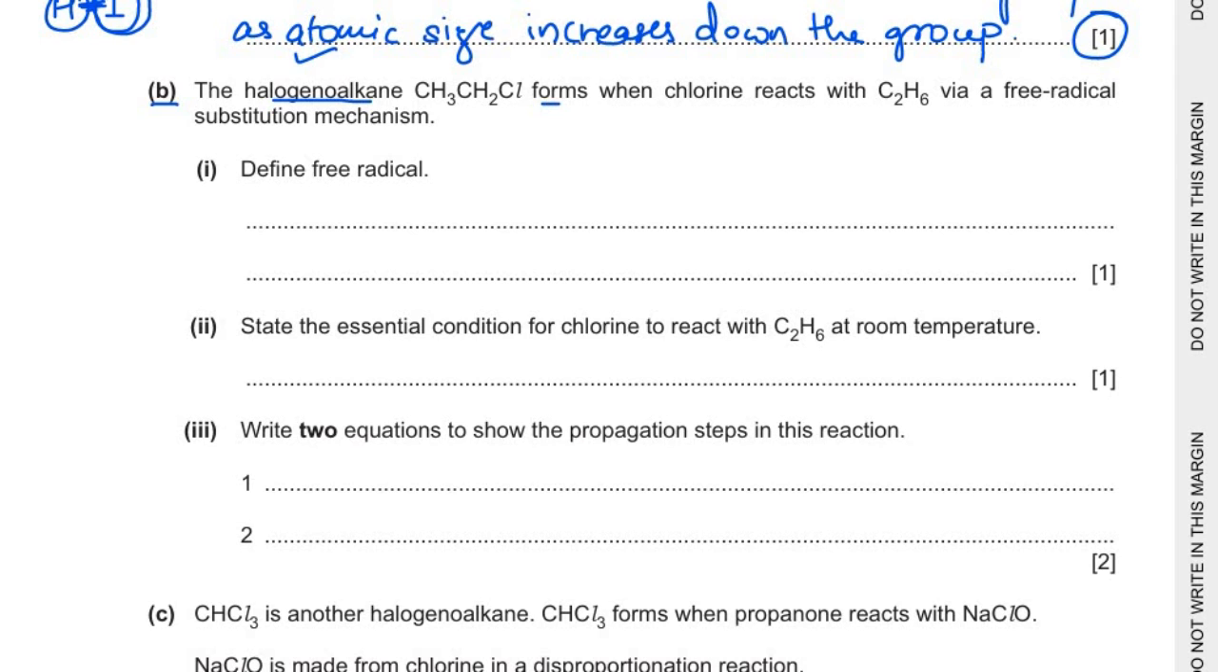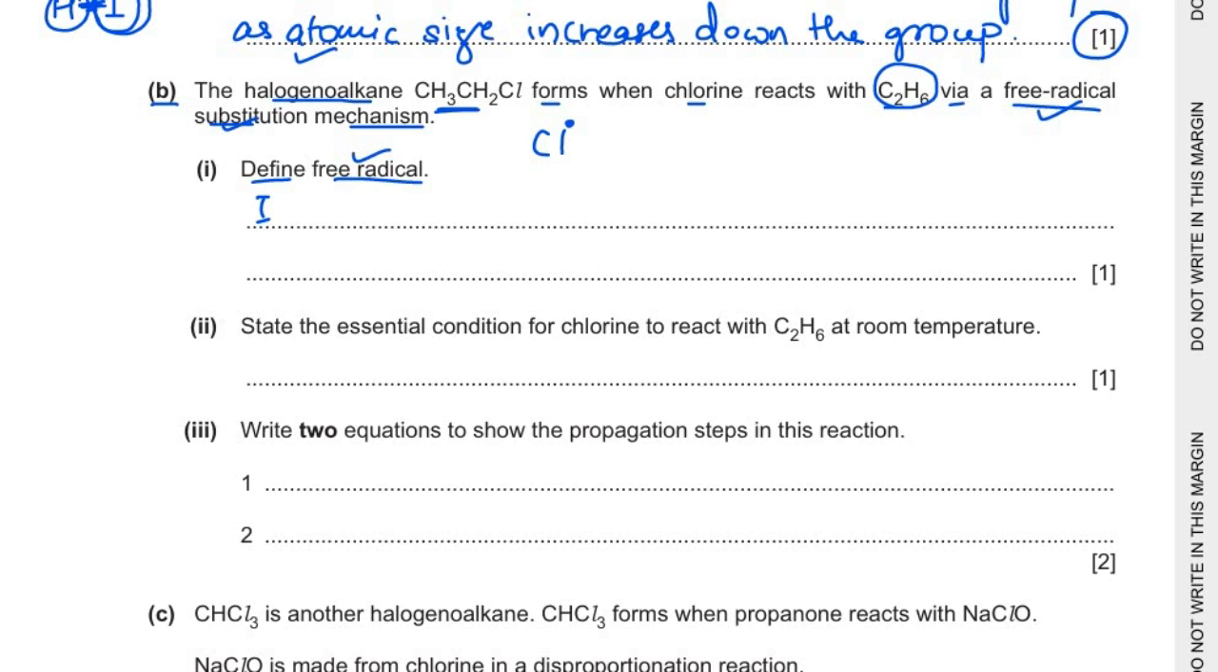The halogenoalkane forms when chlorine reacts with ethane, this is ethane, C2H6, via a free radical substitution mechanism. So this is chloroethane forming from chlorine and ethane. Define free radical. Now here they said free radical substitution reaction. So what do you mean by free radical? Now here chlorine is going to act as a free radical in this reaction during the mechanism. So what is a free radical?